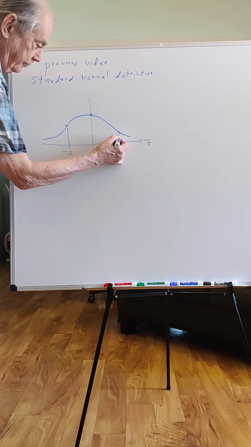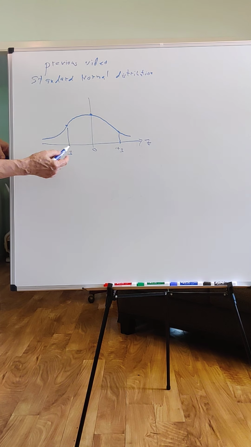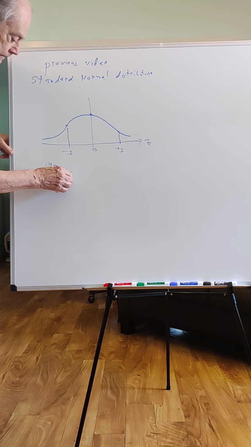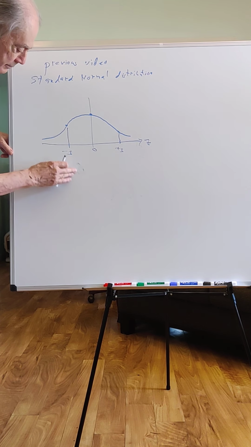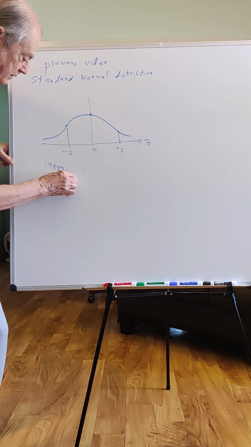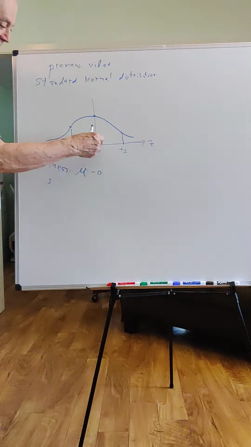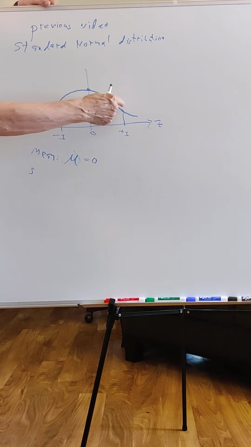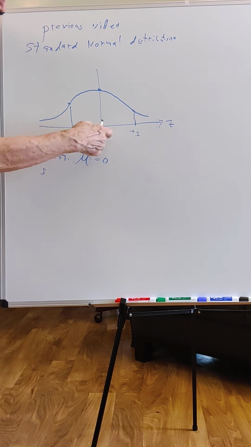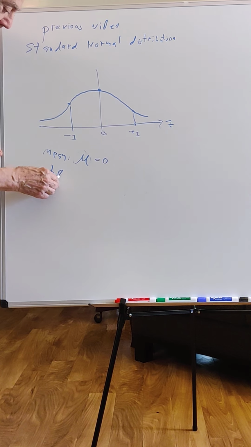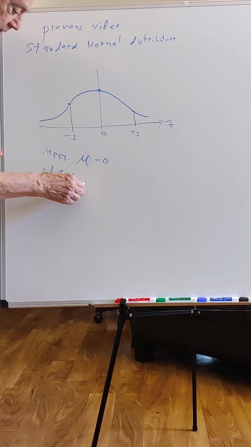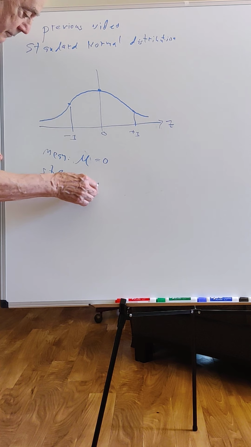And it's also true that the mean of the standard normal distribution is 0. It's easy to believe that. We use the Greek letter mu to denote the mean, and the standard deviation is 1. It's the distance from the maximum point to the point of inflection, the horizontal distance. And the letter for that is lowercase sigma in the Greek alphabet.